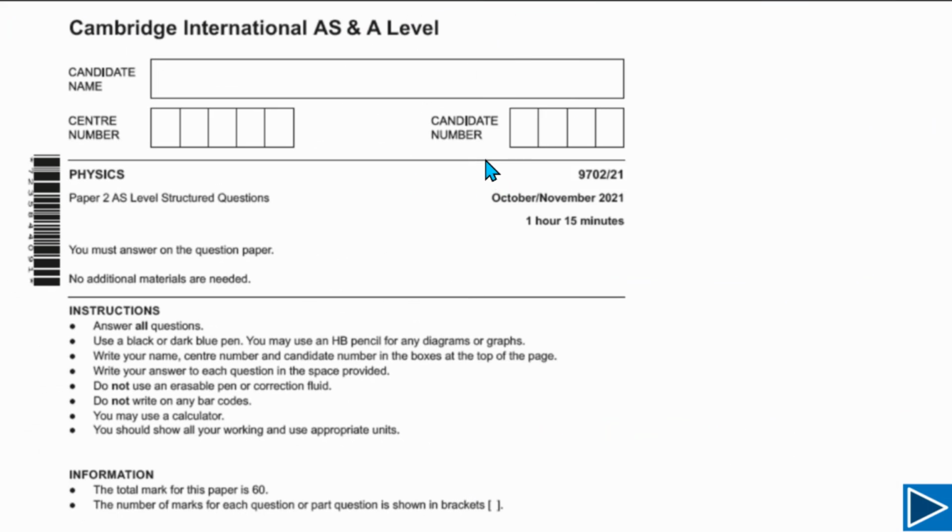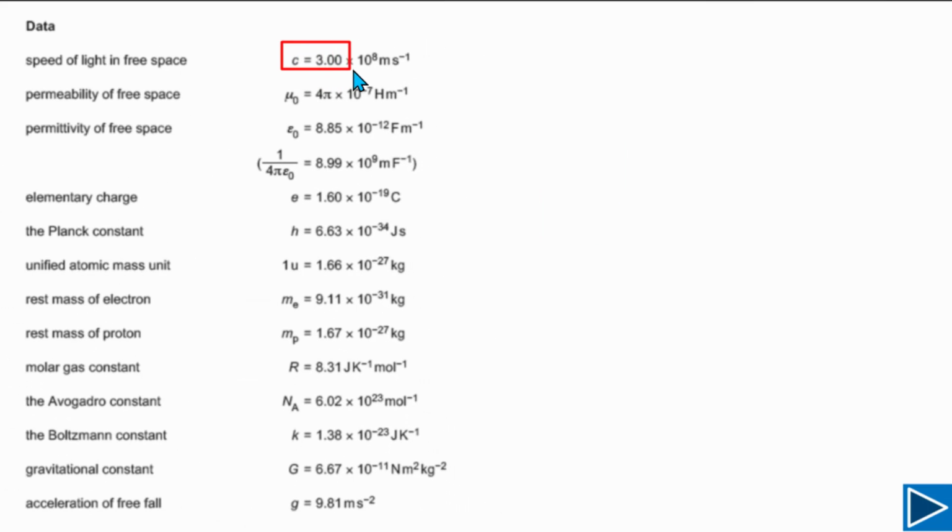In today's lesson, we are looking at October-November 2021 paper 2-1, and the total time for this exam is 1 hour and 15 minutes. You need to answer all the questions in this paper, and the total mark for this paper is 60. On the second page of the exam paper, you can find values of some important constants.